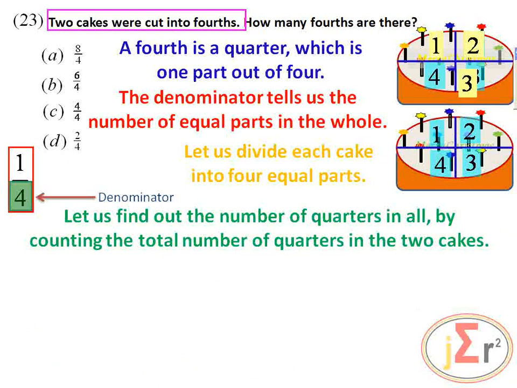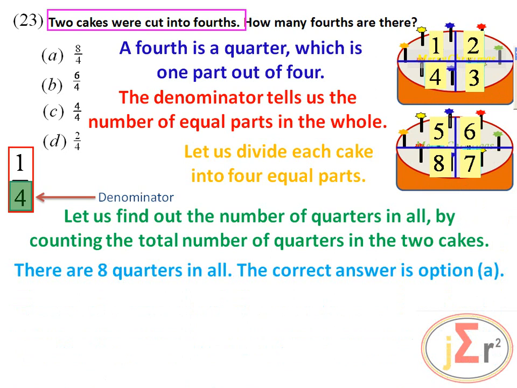8. Jerry is saying that it is 8. The number or the answer is 8. Which option is it? Option A. Okay, that is represented by option A. There are 8 quarters in all. The correct answer is option A.